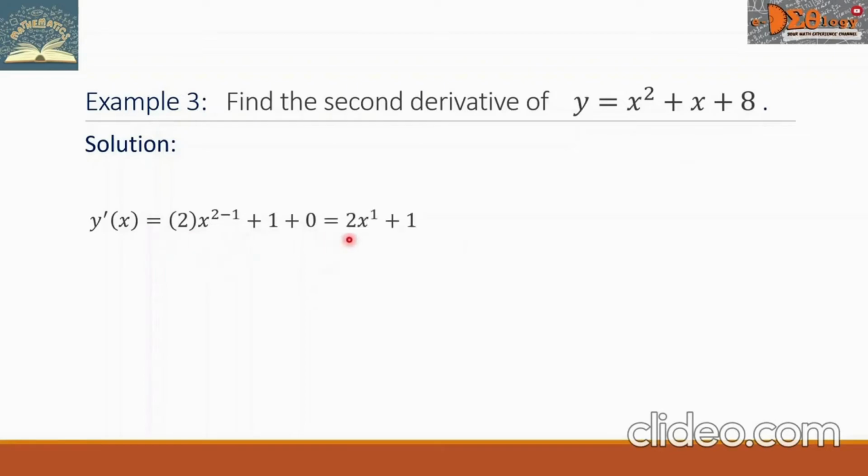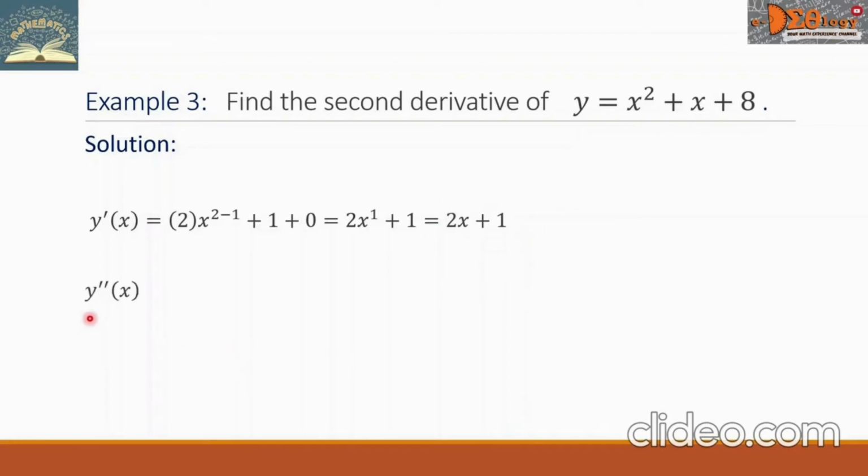Simplifying further, for this first term, that is now 2 times x raised to power 1, plus we copy this one, no need to write the 0 here. So with exponent 1, we can simplify further as 2x plus 1. This is the first derivative.